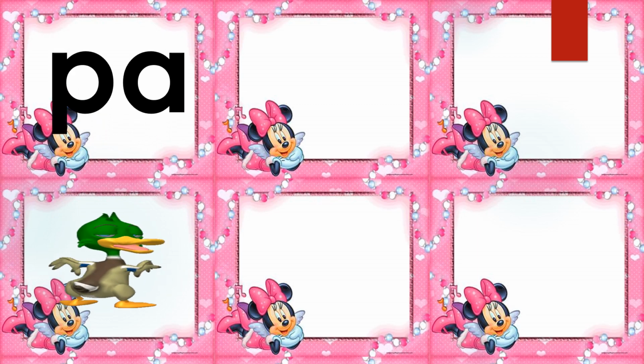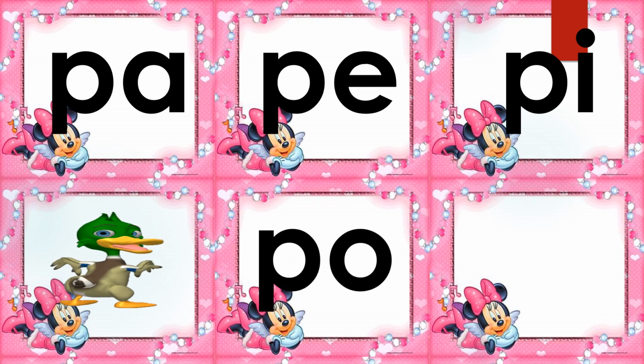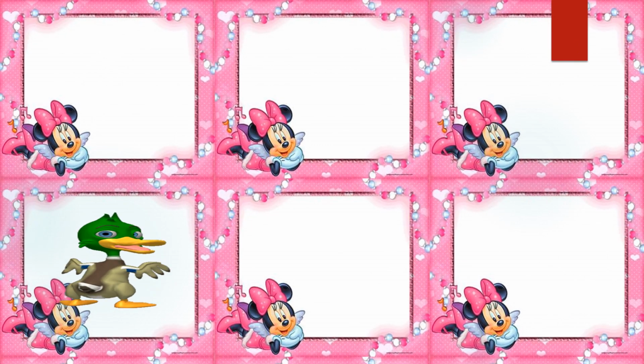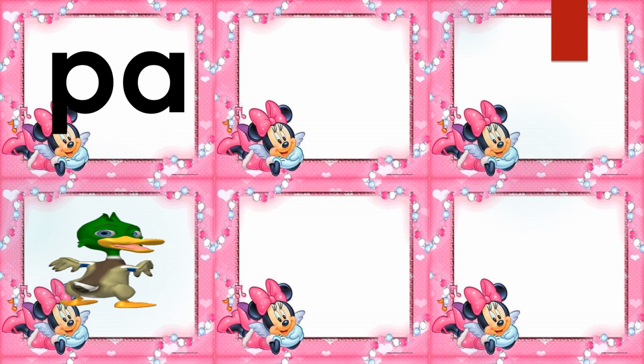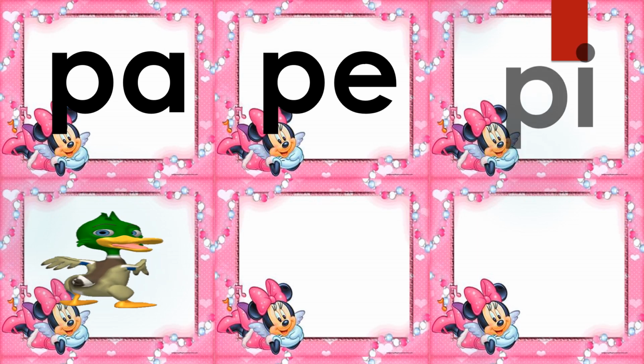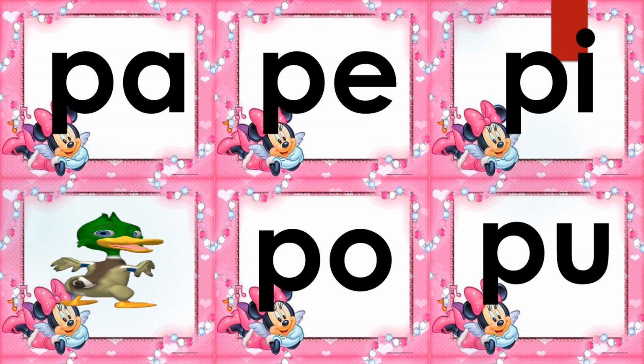Then you have pa. Okay, say it with me. Pa, pe, pi, po, pu. Okay, very good. Next, then you have, then last syllable. Okay, you know how to read it.